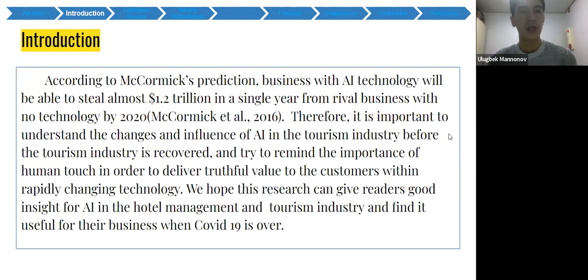This is our introduction. According to McCormick's prediction, business with AI technology will be able to steal almost $1.2 trillion in a single year from rival business with no technology by 2020. Therefore, it's important to understand the change and influence of AI in the tourism industry before the tourism industry is recovered, and try to remind the importance of human touch in order to deliver trustful value to the customers within rapidly changing technology. We hope this research can give readers good insight for AI in the hotel management and tourism industry and find it useful for their business when COVID-19 is over.